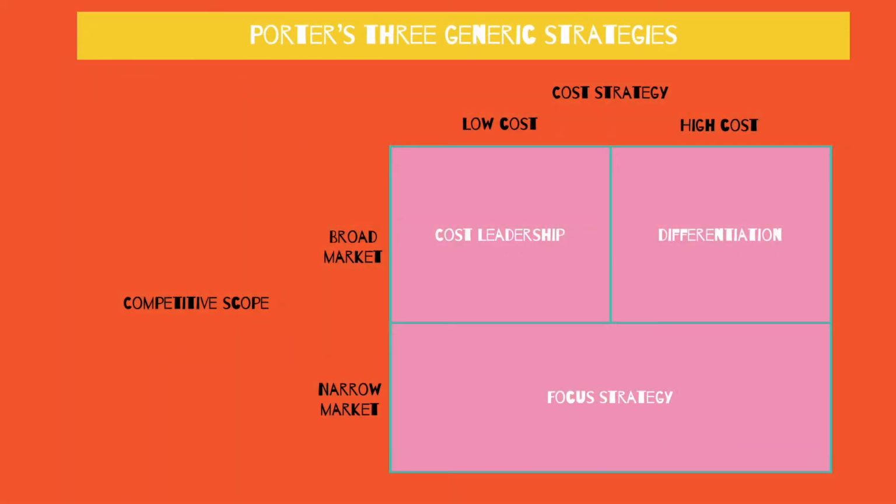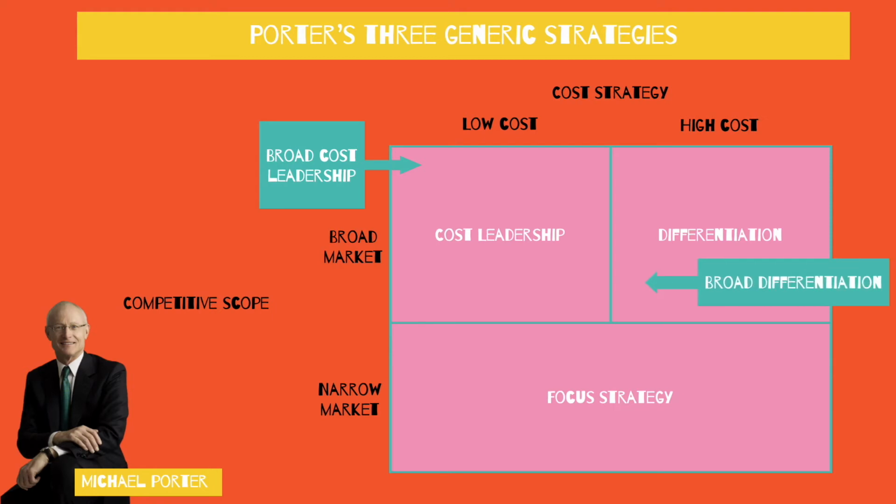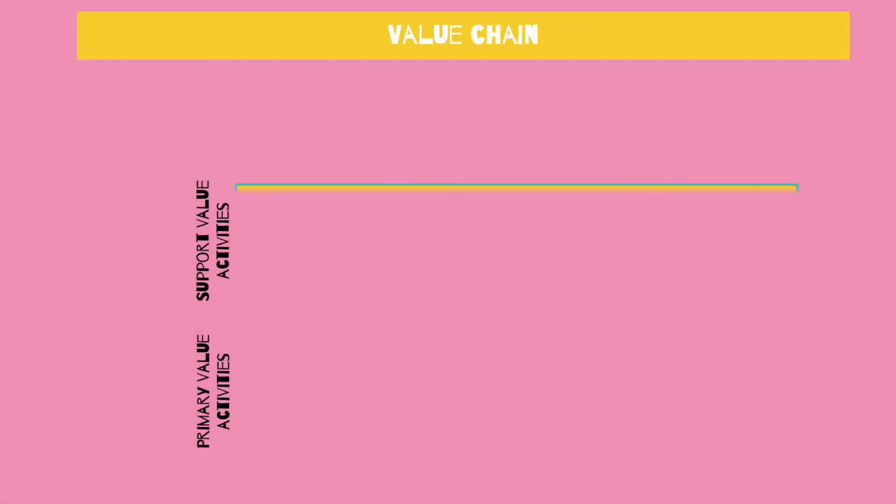The second tool is Porter's 3 generic strategies. Organizations typically follow one of Porter's 3 generic strategies when entering a new market. The last tool is the value chain approach.